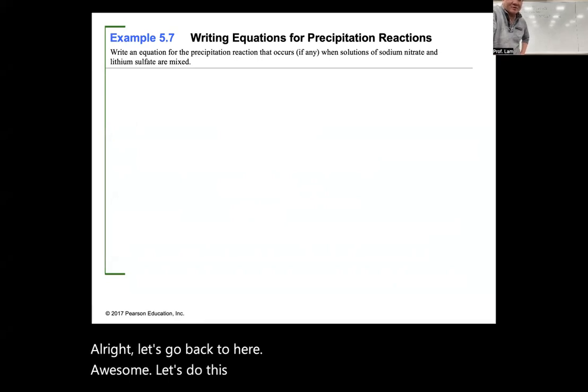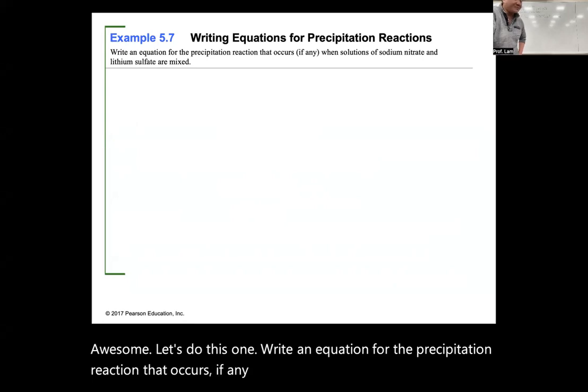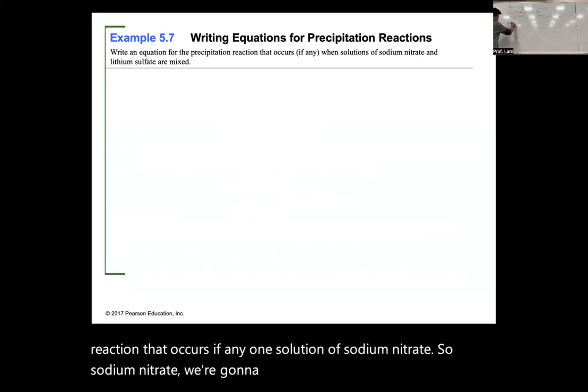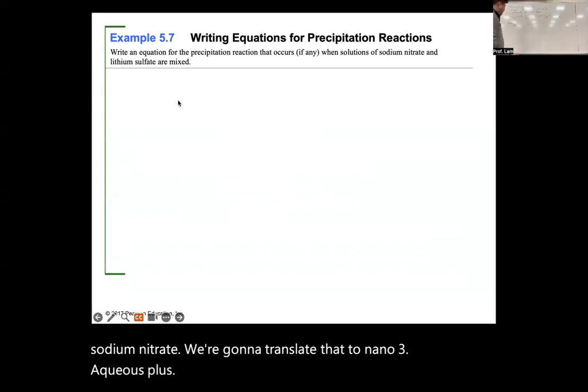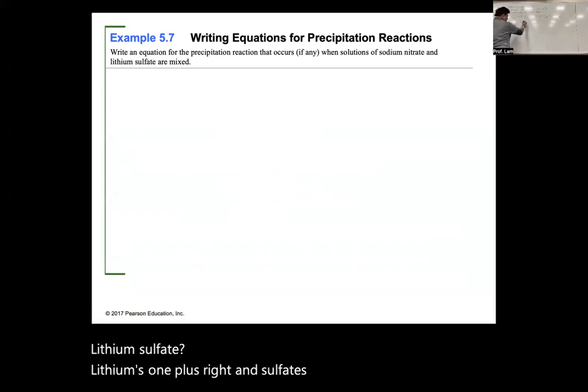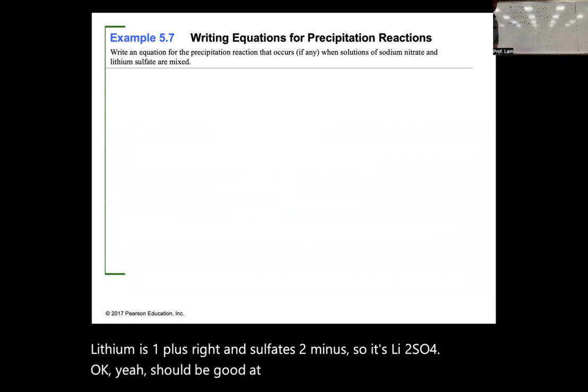Write an equation for the precipitation reaction that occurs, if any, when solutions of sodium nitrate and lithium sulfate are mixed. So sodium nitrate, we're going to translate that to NaNO3, aqueous, plus lithium sulfate. Lithium's 1 plus, and sulfate's 2 minus, so it's Li2SO4. Okay, we should be good at that by now.